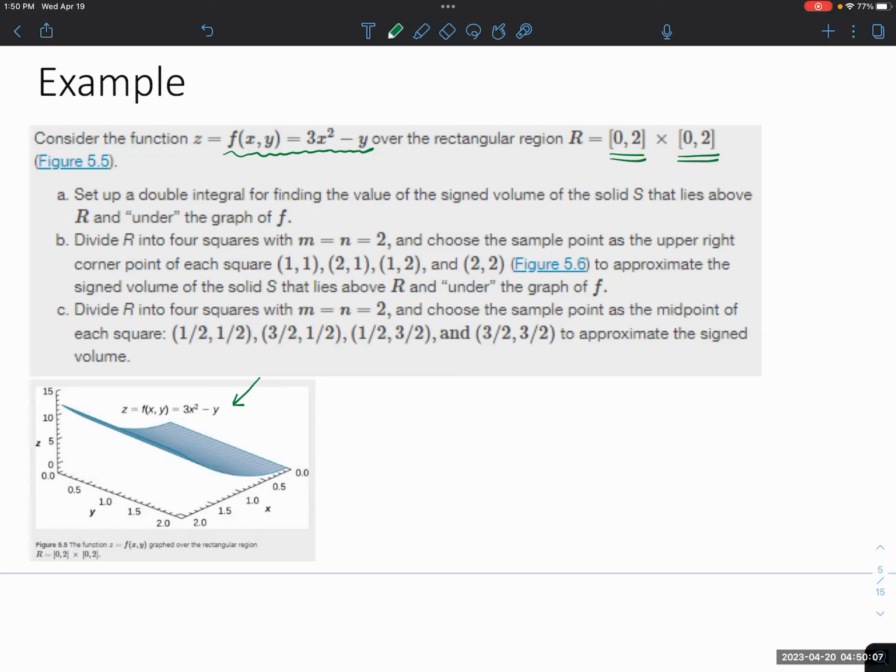So we're going to go step by step. There are three sub-questions. Let me read the A. Set up a double integral. Yes, we're going to take the double integral because we are taking two variables, for finding the value of the signed volume. So we're going to find the volume of that solid shape that lies above the R.